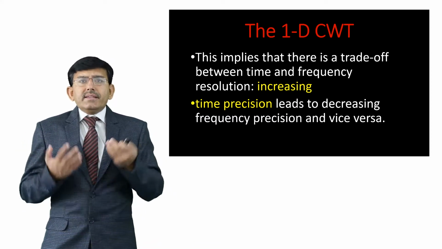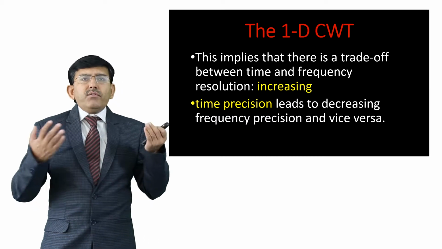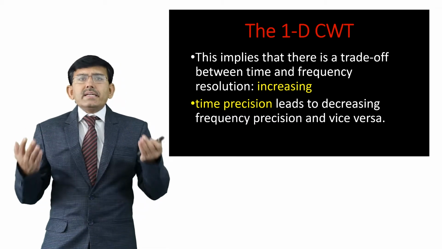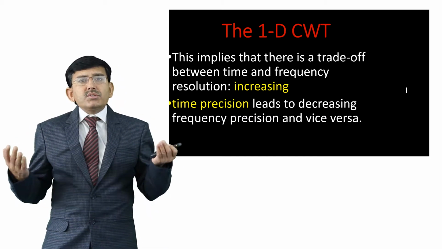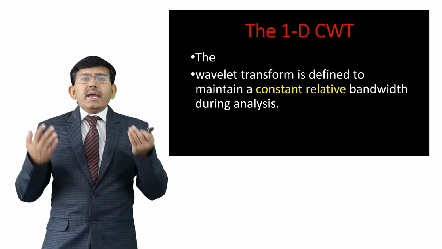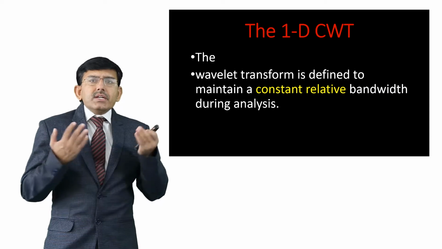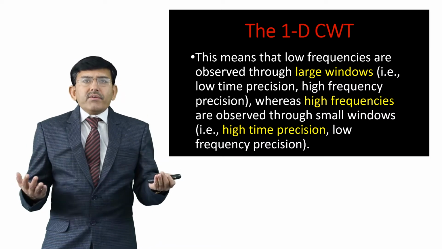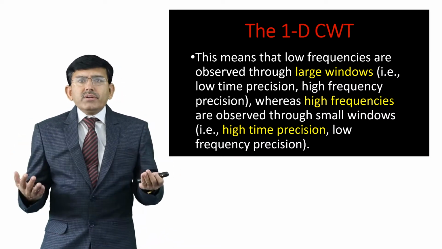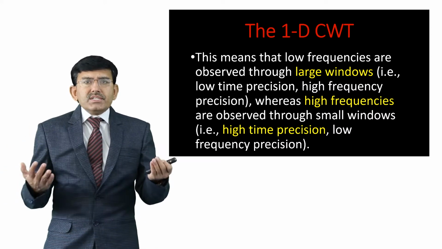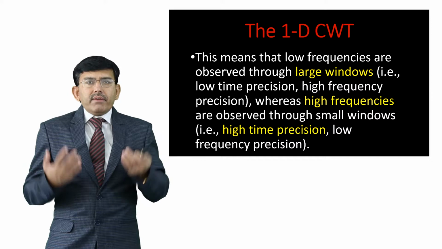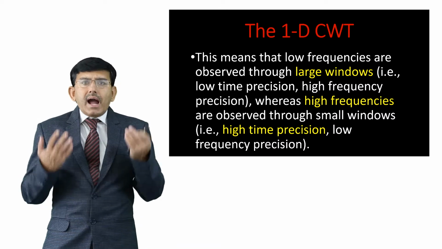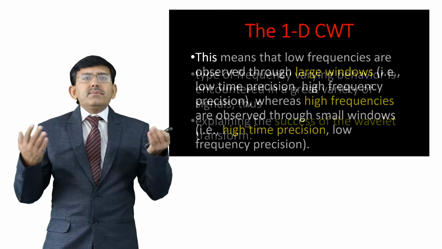This implies that there is a trade-off between time and frequency resolution. Increasing time precision leads to decreasing frequency precision and vice versa. The wavelet transform is defined to maintain a constant relative bandwidth during analysis. This means that low frequencies are observed through large windows, that is low time precision, high frequency precision, whereas high frequencies are observed through small windows, that is high time precision, low frequency precision.